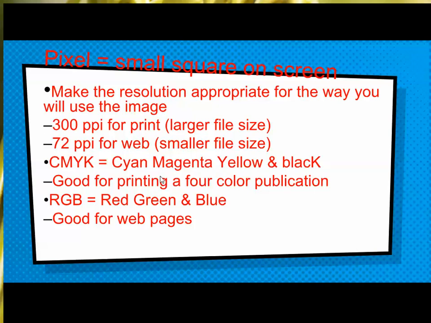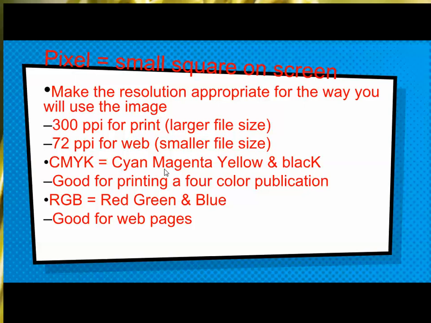Write this down. So 300 PPI for print. That's a nice high quality file for printing. When you're working on the internet, you don't need as high a quality because you want things to load faster, and it can only look so good anyway because you're working with a monitor. So 72 pixels per inch is fine for making web pages or putting pictures on the web.